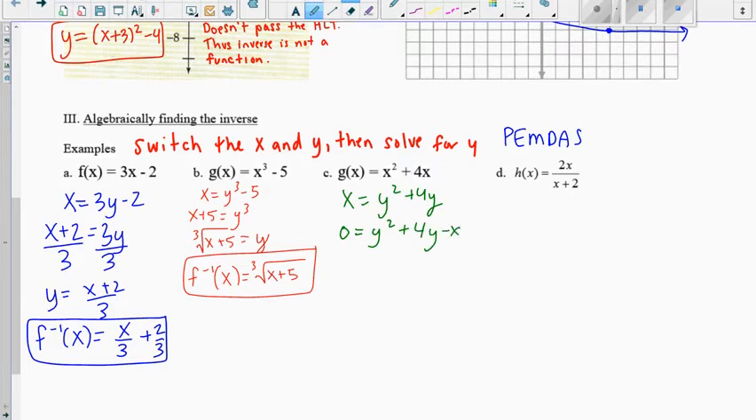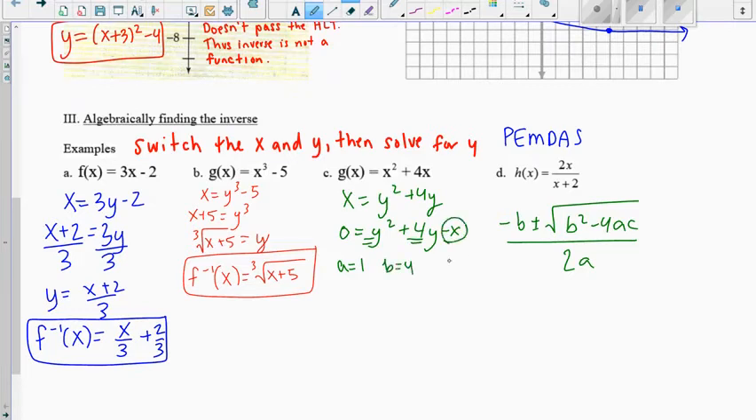and you would actually want to use the quadratic formula in order to get y by itself. So if you recall, the quadratic formula is negative b plus or minus the square root of b squared minus 4 times a times c all over 2a. So in this case, my a value is what's in front of my quadratic term, which is just 1. My b value in this case is equal to 4, and my c would be this whole last term, negative x. Because again, remember, we're trying to write the inverse equation.